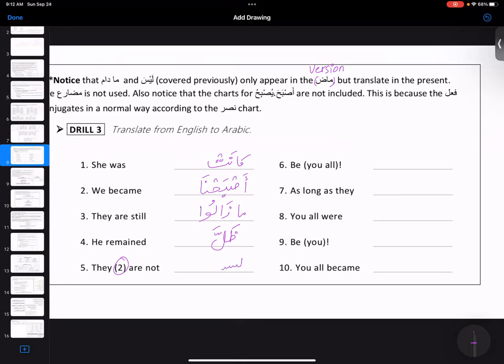Exactly. So lam, ya, and then sin with alif. Laysa. Okay, laysa. So this alif is huma. This is the ism of laysa. Okay, they all, kunu. Kunu. Okay, as long as they, madamu. Perfect. Madamu.